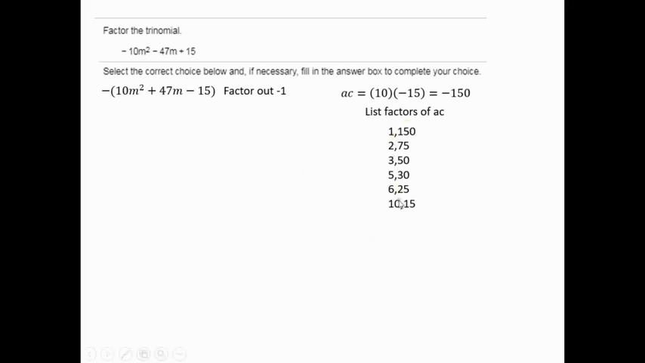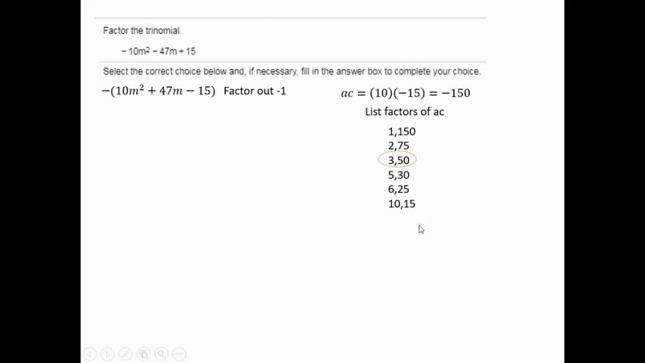Notice I didn't put the negatives when I listed the factors of AC. I'm just going to use intuition to determine the signs. And I didn't write it out because it becomes a lot of writing. And as I said before, a lot of times when you start writing too much, you often make mistakes. So you do the sign stuff mentally. We're looking for 47. Looking at these factors during subtraction, the ones that work are 3 and 50.